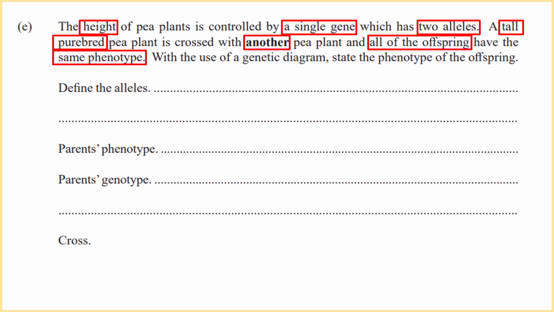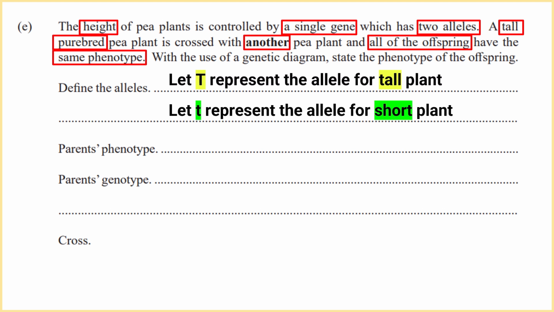We're first asked to define our alleles. Here we can let big T, or uppercase T, represent the allele for tall plant, and we can let small t, or lowercase t, represent the allele for short plant.